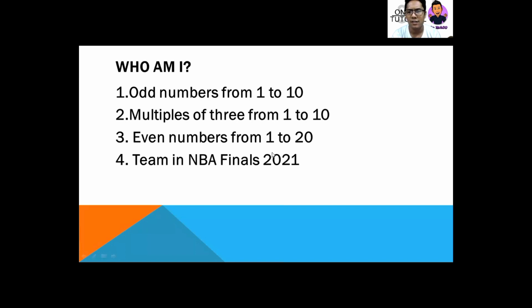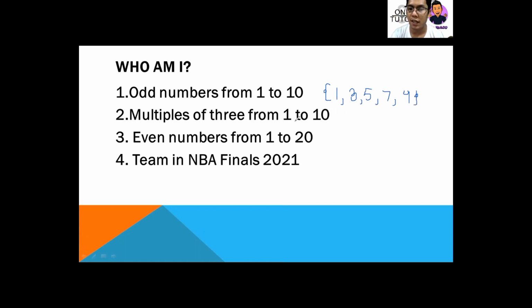Okay, so let's try this. Who am I? Number 1, odd numbers from 1 to 10. Can you list down all the elements? Odd numbers from 1 to 10. Okay, so we have 1, 3, 5, 7, and 9.